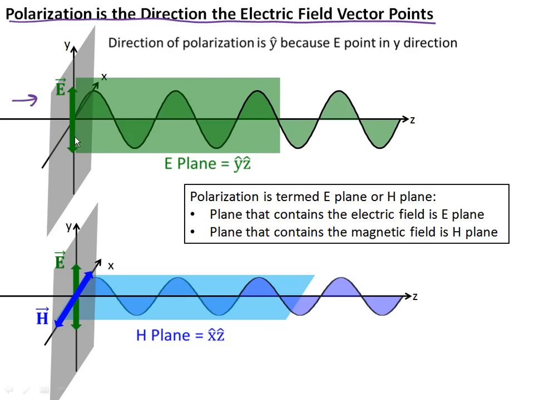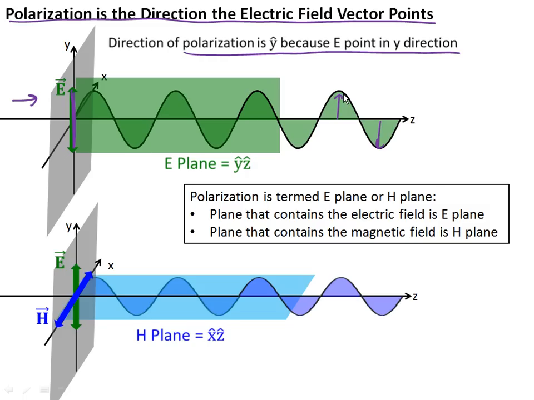In the diagram I've drawn right here, notice I've drawn my electric field vector going up and down. So the direction of polarization is in the y direction because E points in the y direction no matter where I go in space. You might say, gosh, it may point in the negative y direction at this point in time and the positive y direction at that point in time, but nevertheless we call it polarized along the y direction.